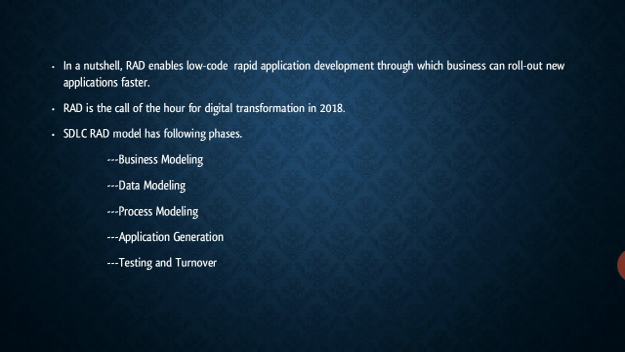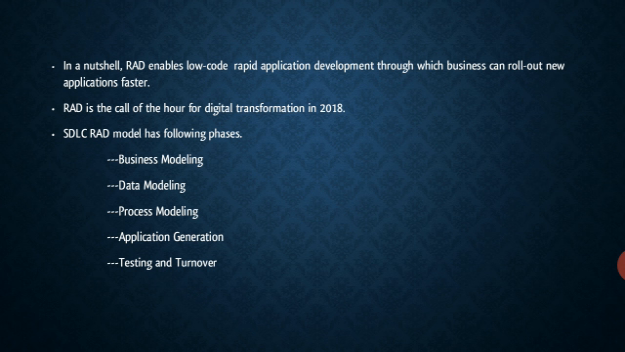RAD is a progressive development model that gives more importance to rapid prototyping and speedy feedback over a lengthy development and testing cycle. In a nutshell, it enables low-code rapid application development through which businesses can roll out new applications faster. And it is the core of the hour for digital transformation in 2018.